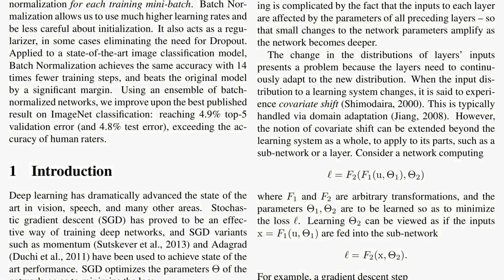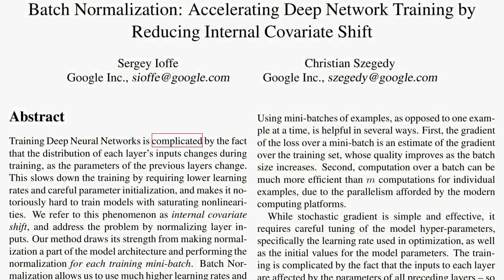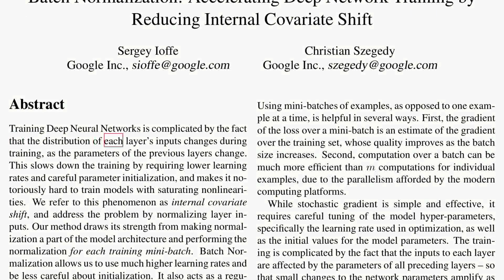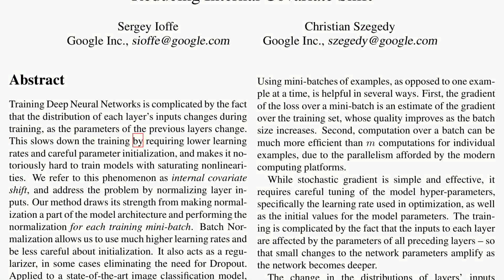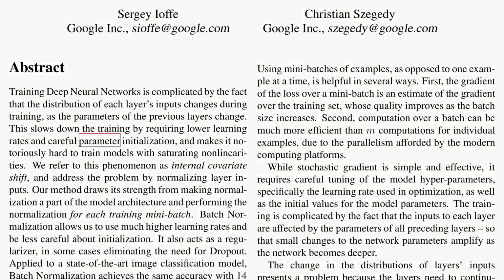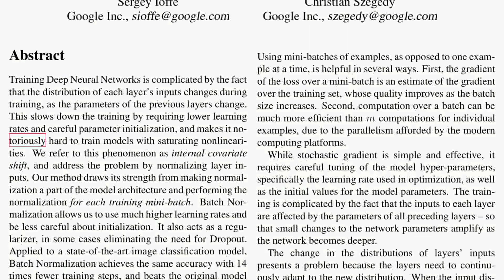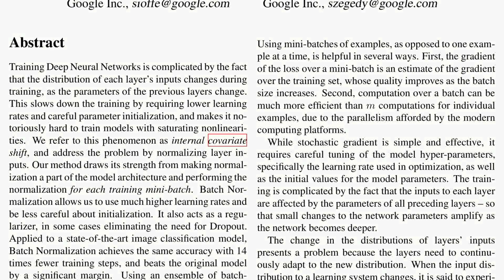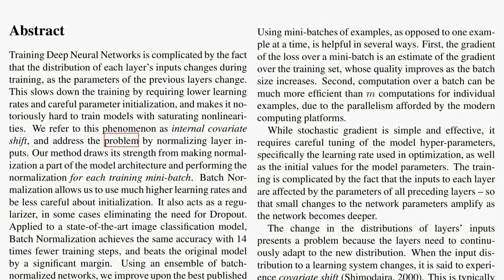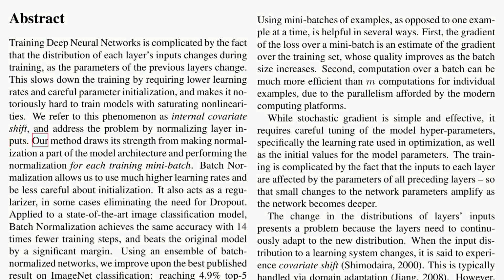Batch normalization, accelerating deep network training by reducing internal covariate shift. Training deep neural networks is complicated by the fact that the distribution of each layer's inputs changes during training, as the parameters of the previous layers change. This slows down the training by requiring lower learning rates and careful parameter initialization, and makes it notoriously hard to train models with saturating nonlinearities. We refer to this phenomenon as internal covariate shift, and address the problem by normalizing layer inputs.